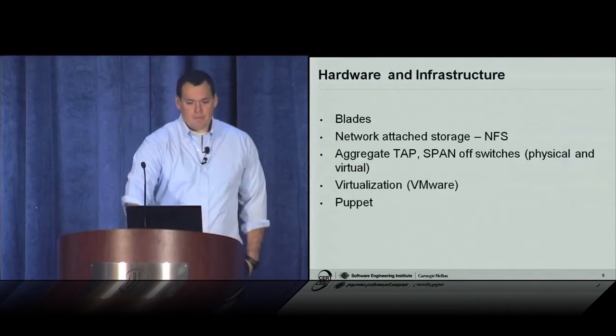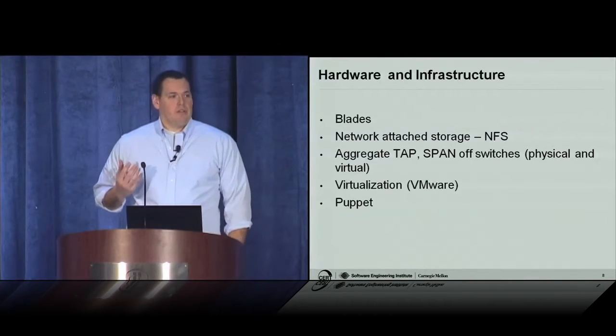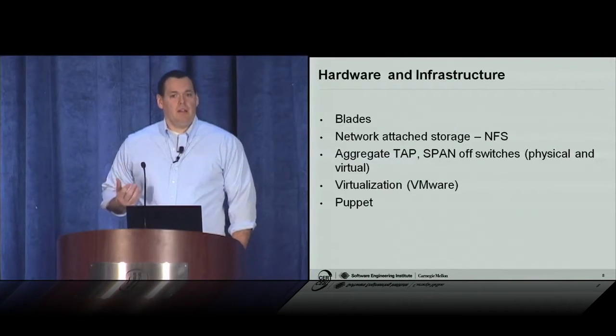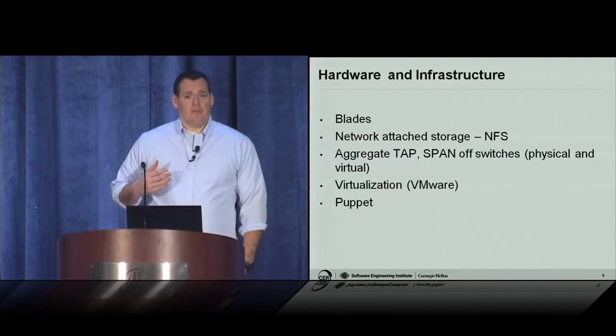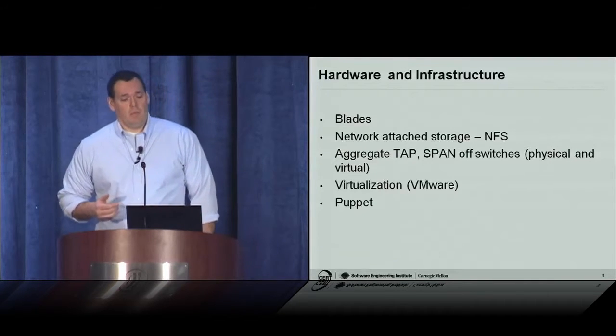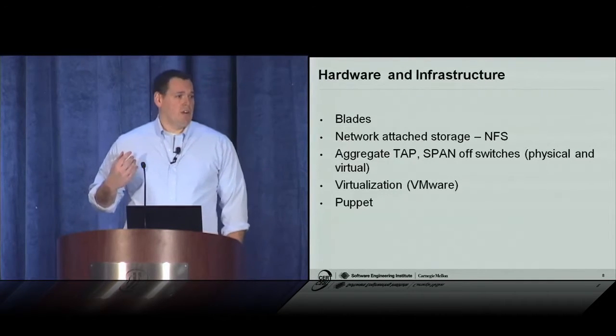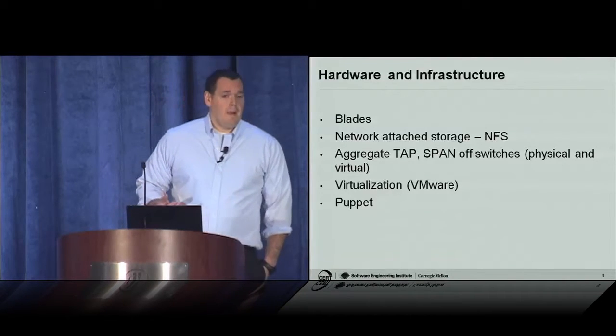All right, so our hardware and infrastructure is pretty basic. We took what we already had, right? We're a prototyping lab, so we have a lot of resources for virtualization. So we have blades, we have network attached storage. We also have aggregate taps for different uplinks and physical links within our environment. We use that to collect some data.